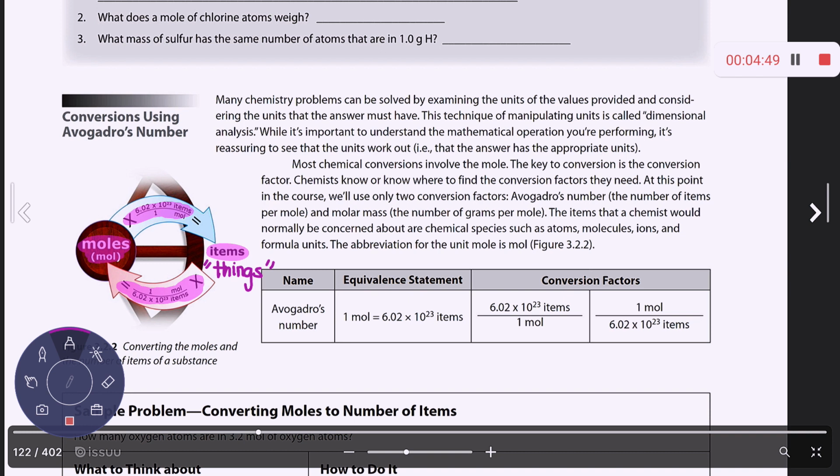So the number 1 will always be next to moles in the unit equation. And then 6.02 times 10 to the 23rd will always be next to the items or the things. So if those items are molecules, atoms, ions, or formula units, that's where you would put it. So let's take a look at the practice problems on the next page.